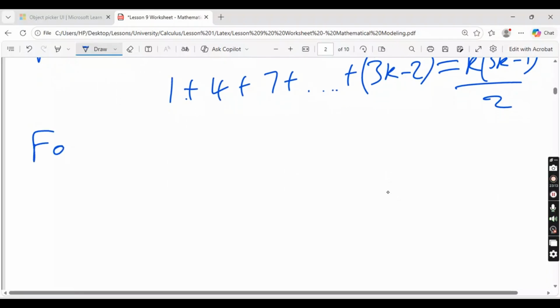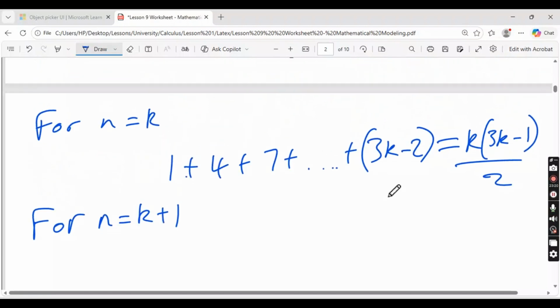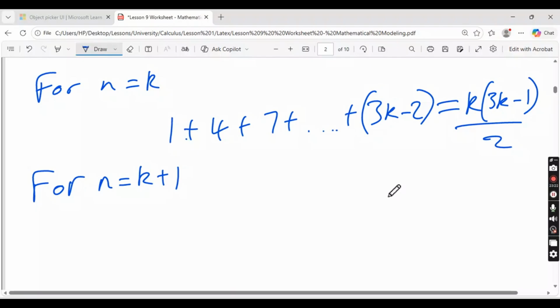So for n is equal to k plus 1, which side do we use first? Which side do you want to use first? Let's check if it changes anything. Left side. Left hand. Okay.